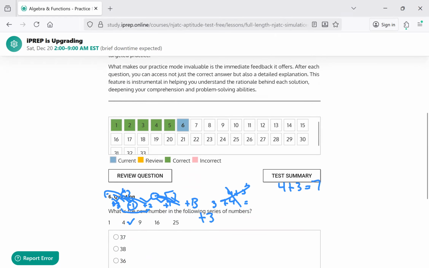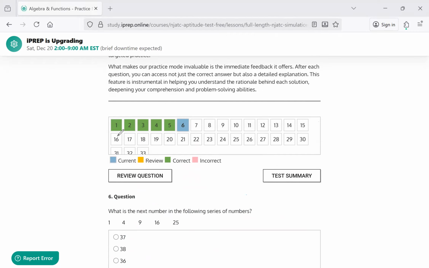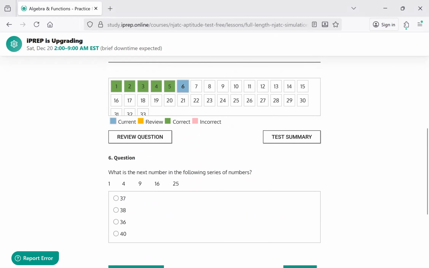Okay, move on to question 6. Our numbers are 1, 4, 9, 16, and 25. What can we do? From 1 to 4, it looks like you have to add 3. From 4 to 9, you have to add 5. From 9 to 16, you have to add 7. And from 16 to 25, you have to add 9.